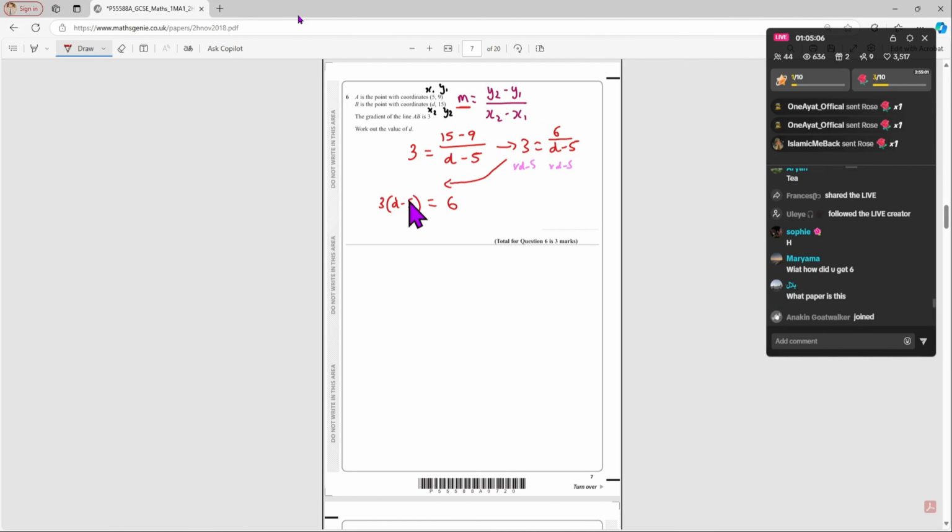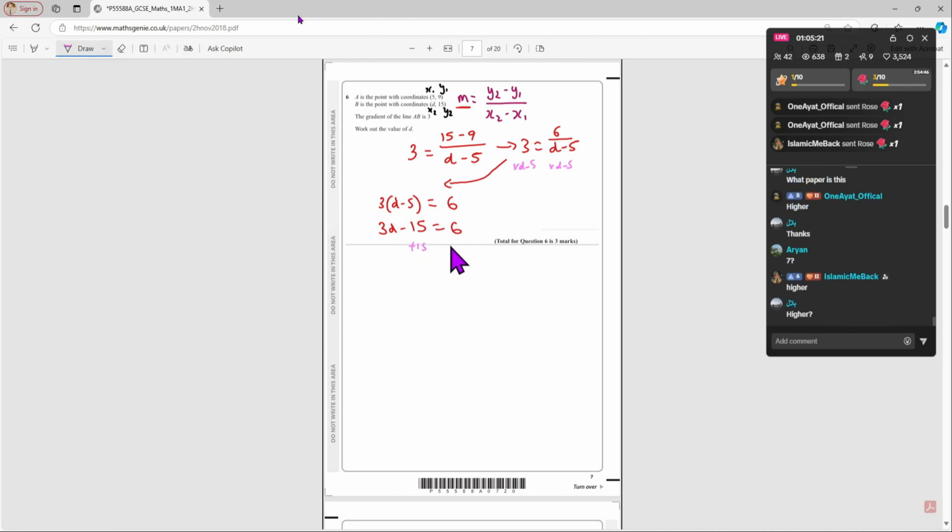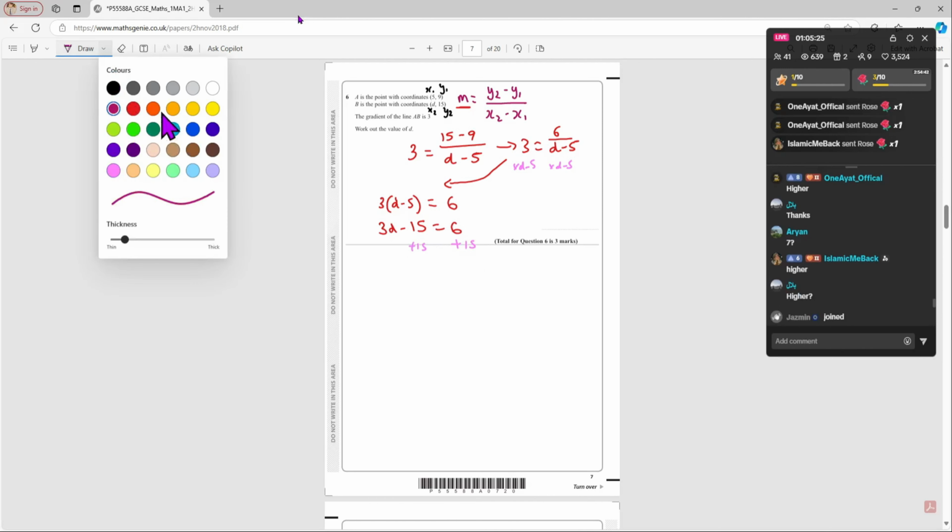Now we'll expand our brackets. We're going to get 3d minus 15 is equal to 6. And then we are going to add 15 on both sides. When we add 15, you're going to get 3d is equal to 21.